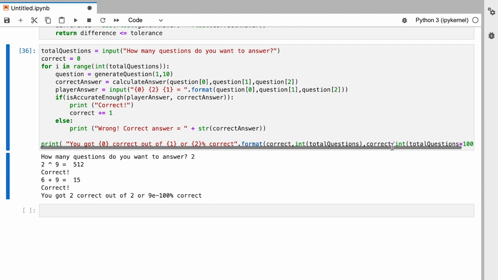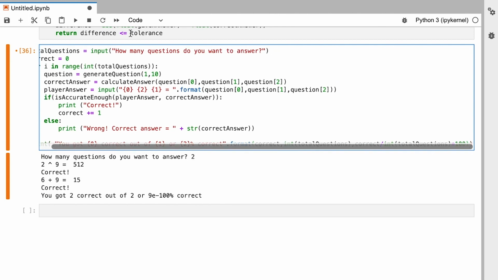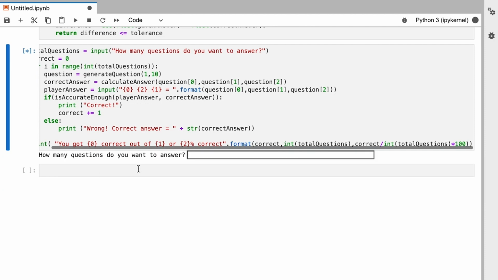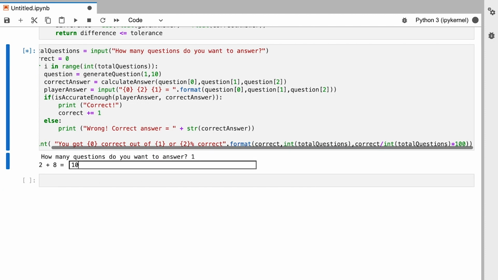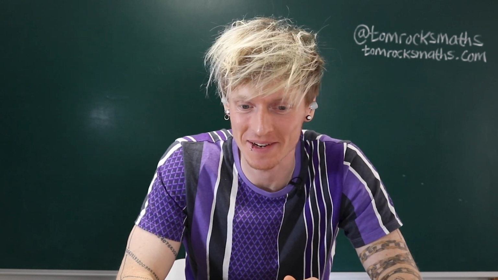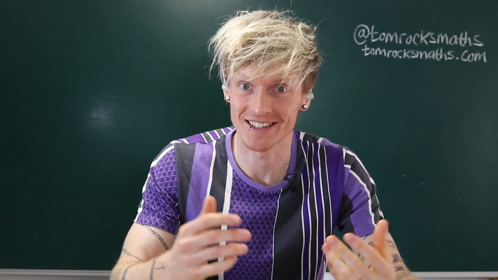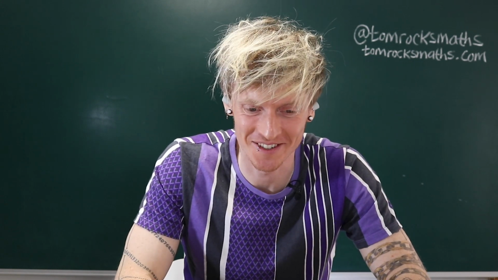Okay, so correct divided by int total questions. Put the int of total questions. So I had the bracket in the wrong place. That's why that went wrong. Run again. I want to answer 1 question and I want to get it correct. 100% correct. Hey, right, wicked. I'm happy. So it asks you how many questions you want to answer. You can then input them, answer those questions, and you're done. Awesome, this is so cool.